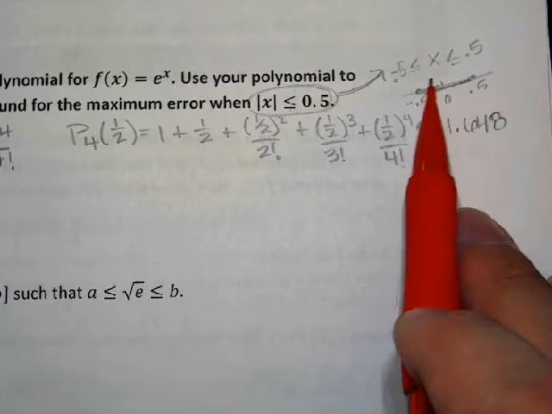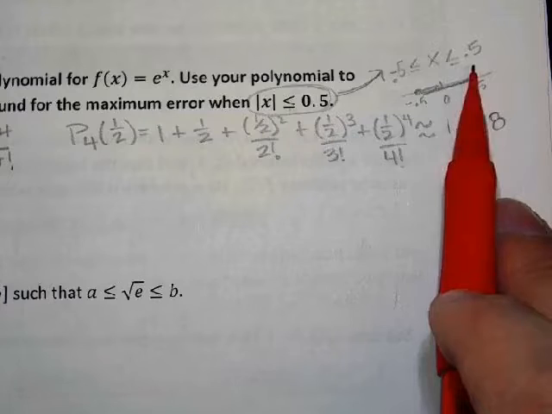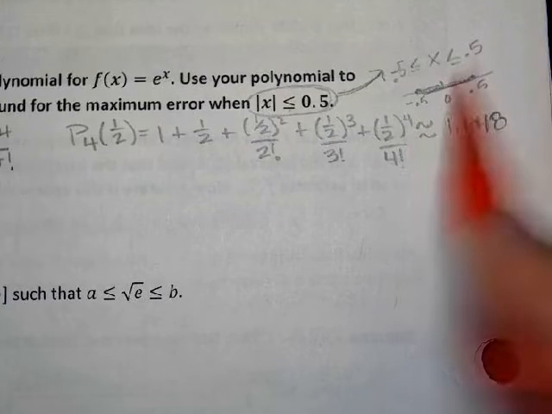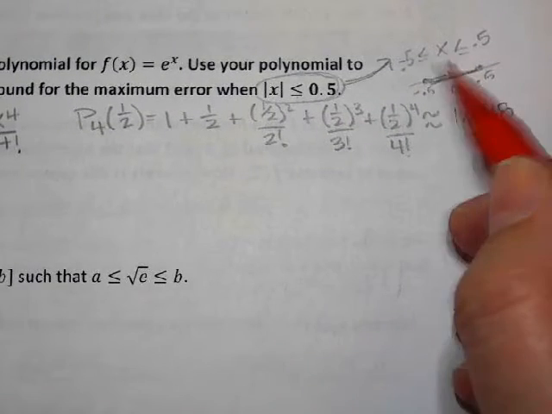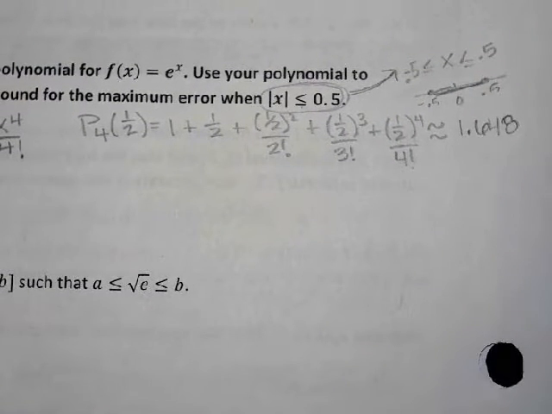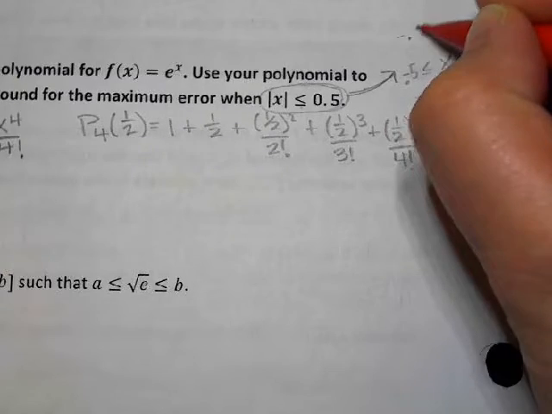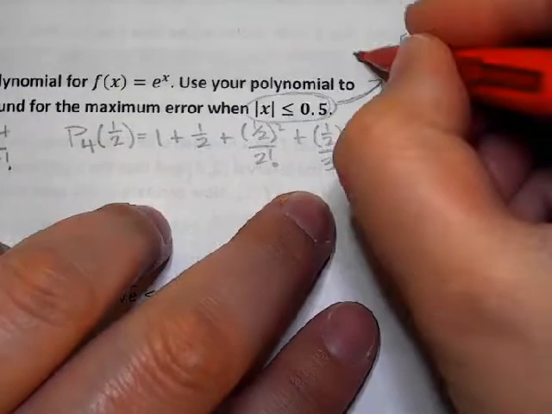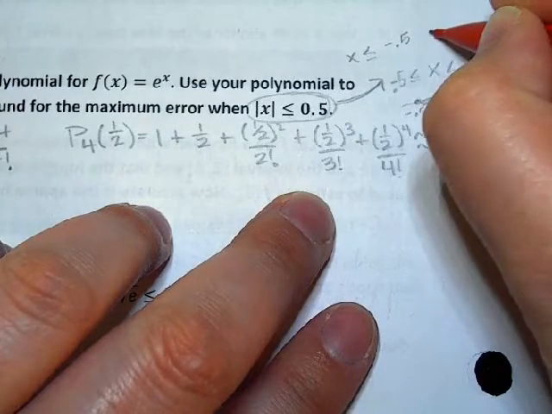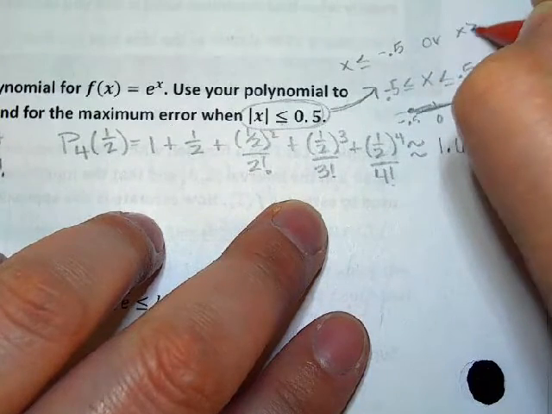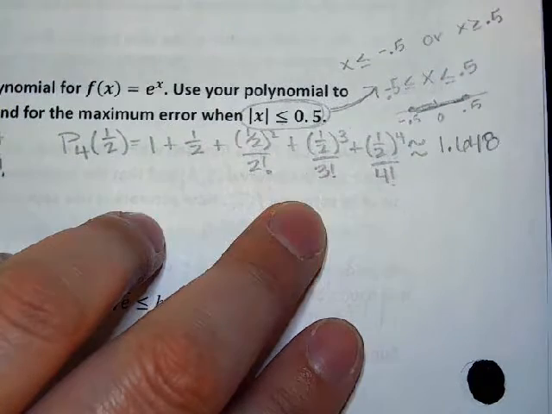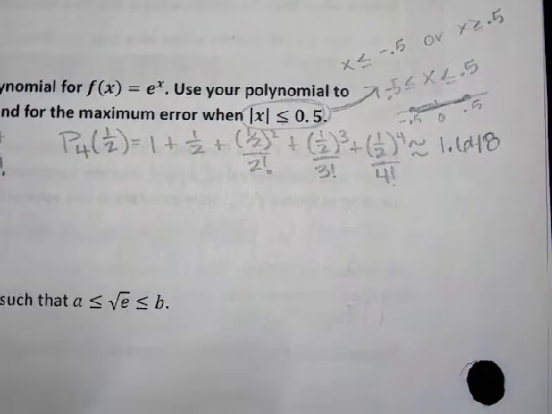It would be x is less than or equal to negative 0.5, or x is greater than or equal to 0.5 if it was greater than. So they'd be going in opposite directions.